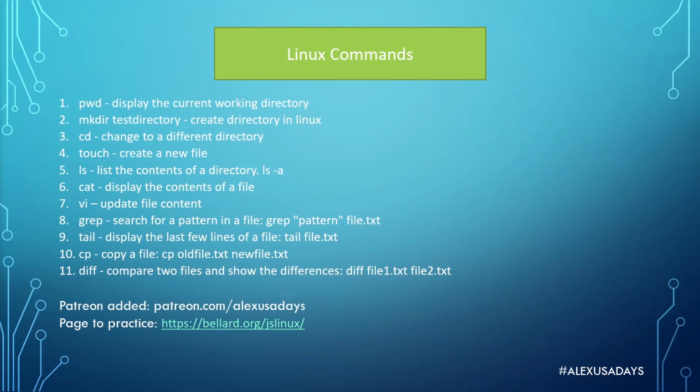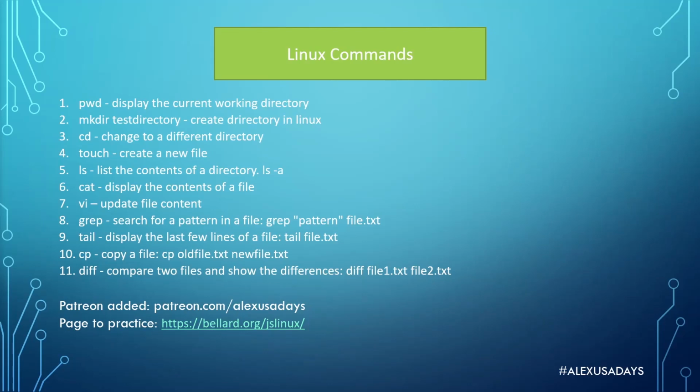So let's go briefly through the commands. pwd. This one will display the current working directory. And we will go through them also in the console in practice after the introduction. mkdir, and then the name of the directory. This will create a new directory in Linux. cd. This will allow you to change to a directory or get out of the directory. touch will allow you to create a new file. ls will list the content of a directory. ls -a will list everything including hidden files.